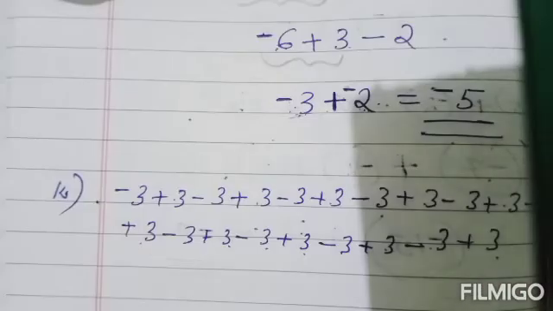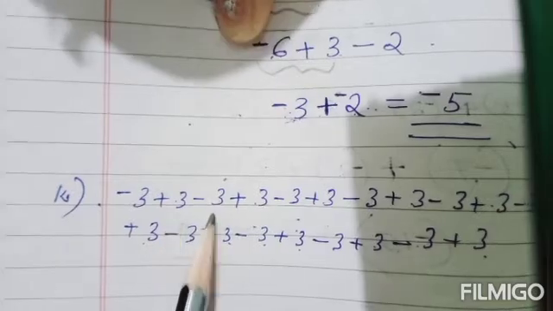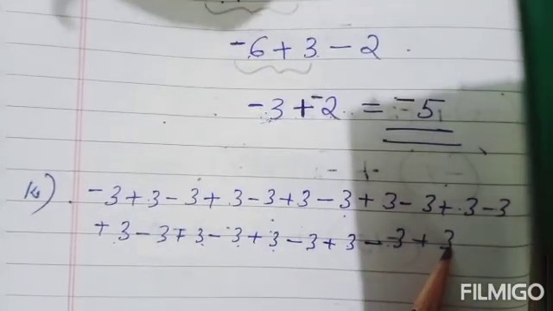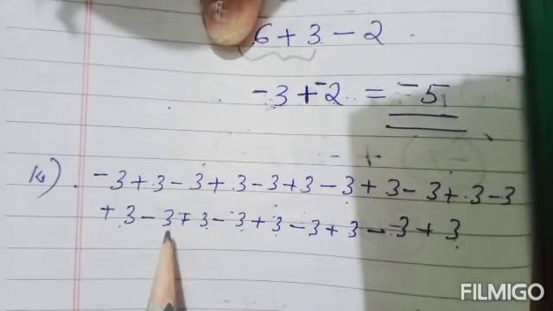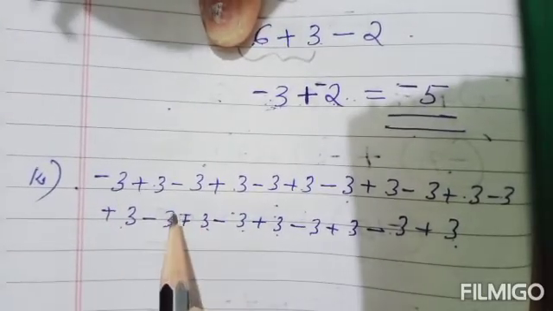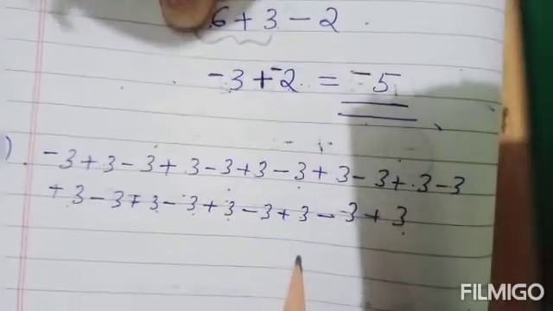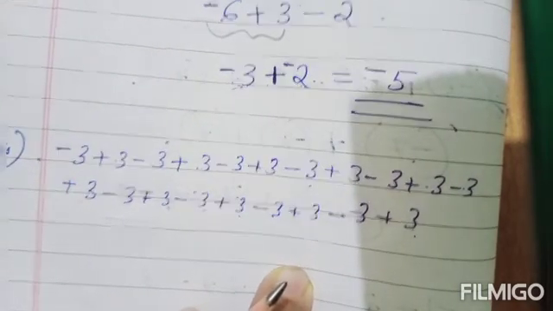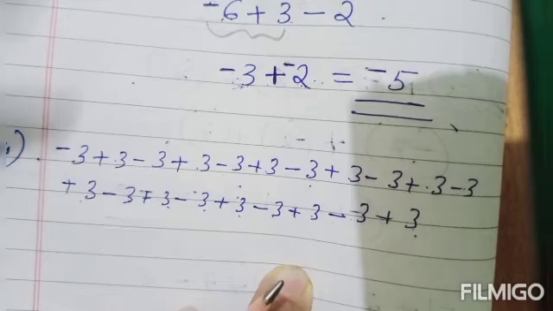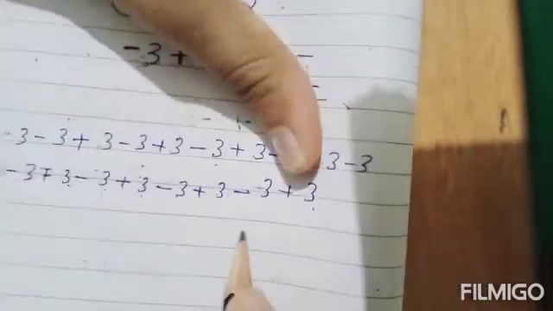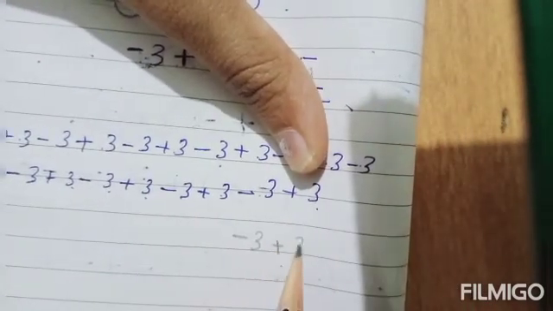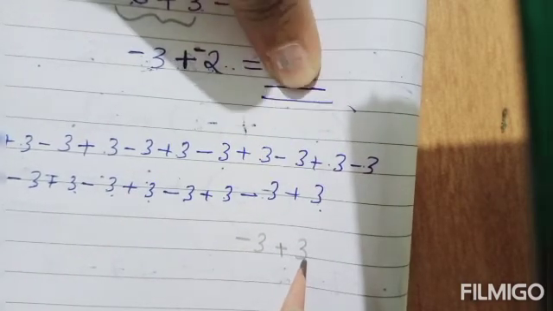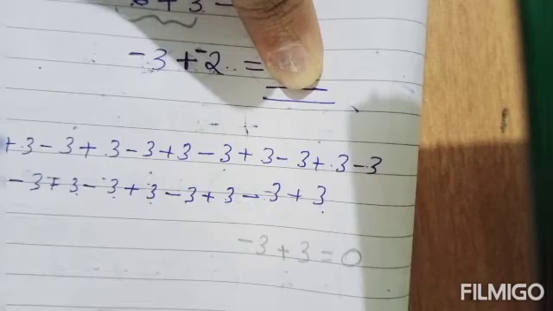Okay. Next, minus 3 plus 3 minus 3 plus 3 minus 3 plus 3, up to 20 numbers, is given here. So you have to find the answer. Actually it is very simple. If a number with both a negative sign and a positive sign is coming, its final result will be 0. Minus 3 plus 3: both negative 3 and positive 3 are coming. So it will be 0.